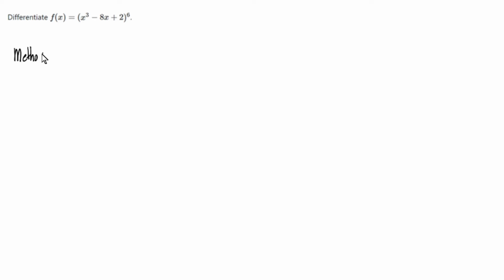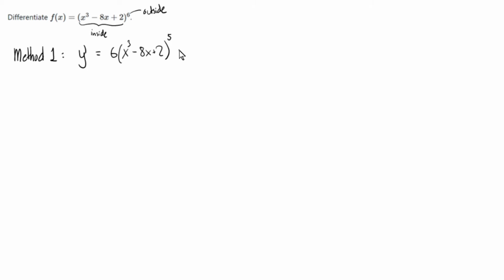In method 1, we're going to be using the prime notation. So y prime equals the derivative of the outside function. This entire function here is referred to as the inside function, and this is going to be the outside function. So the derivative of the outside function is going to be 6, inside function stays the same, to the power of 6 minus 1, which is 5.